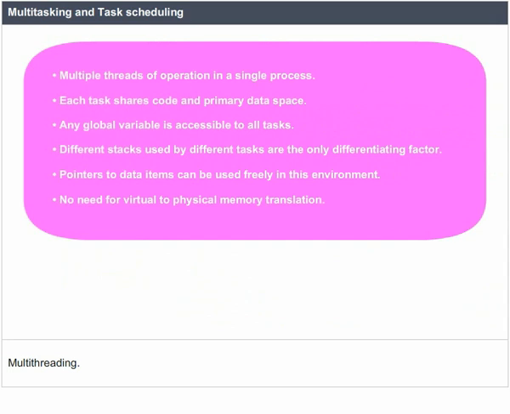Multi-threading. Multiple threads of operation in a single process. Each task shares code and primary data space. Any global variable is accessible to all tasks.